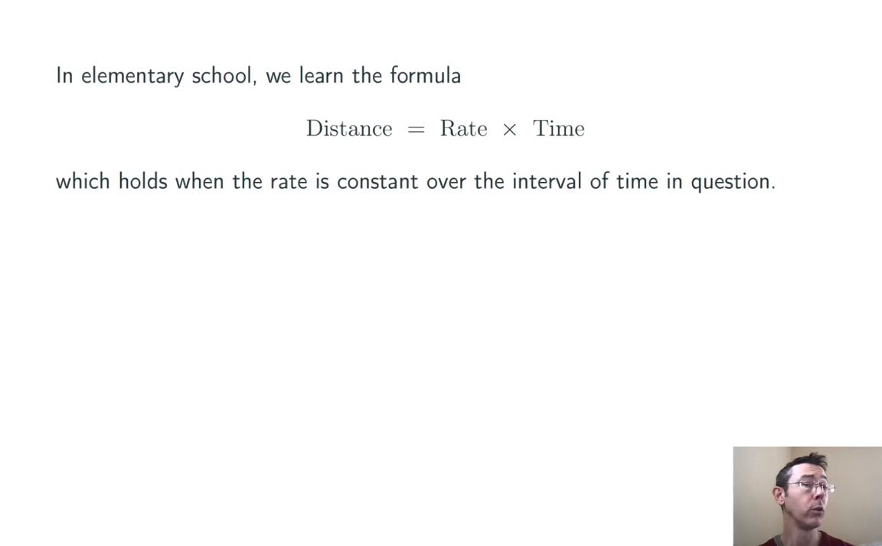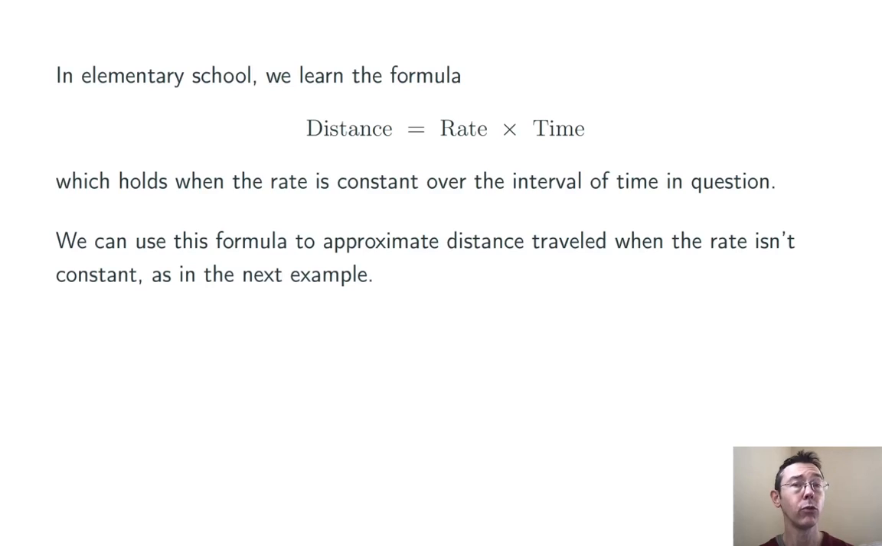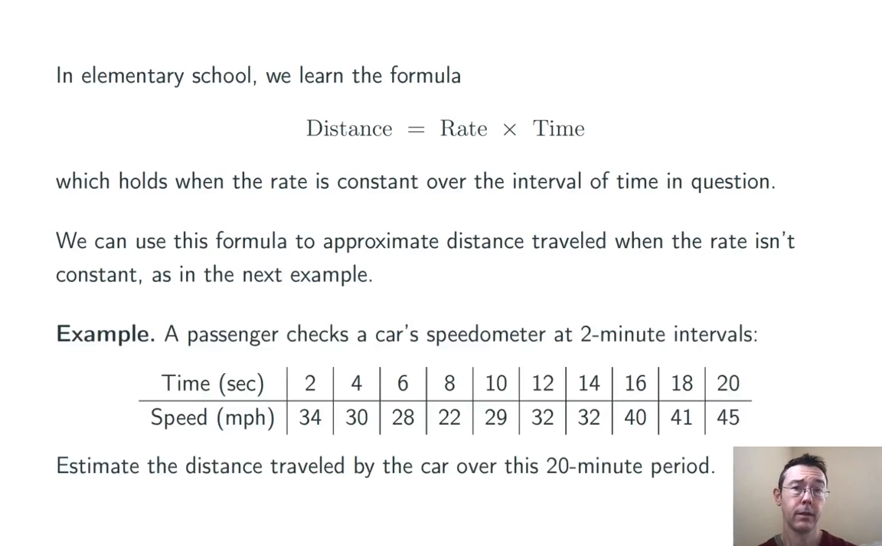Now, of course, in the real world, rates are frequently not constant, but we can still use this formula to approximate distance even when rates aren't constant, as in this next example. A passenger checks a car's speedometer at 2-minute intervals. At time t equals 2, they see a speed of 34 miles per hour. At time t equals 4, a speed of 30 miles per hour, and so on. Estimate the distance traveled by the car over this 20-minute period.